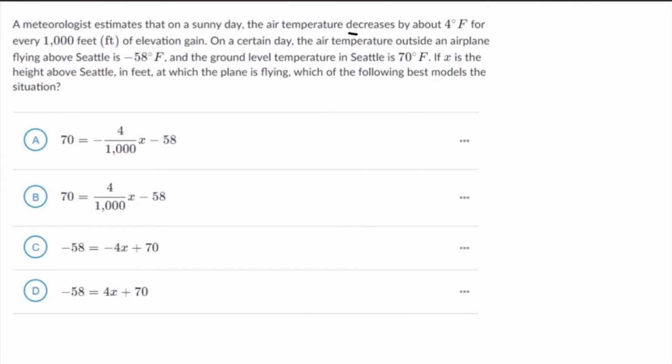Now, this first question says, a meteorologist estimates that on a sunny day, the air temperature decreases by about 4 degrees Fahrenheit for every 1,000 feet of elevation gain. On a certain day, the air temperature outside an airplane flying above Seattle is negative 58 degrees Fahrenheit, and the ground level temperature in Seattle is 70 degrees Fahrenheit. If X is the height above Seattle in feet at which the plane is flying, which of the following best models the situation?